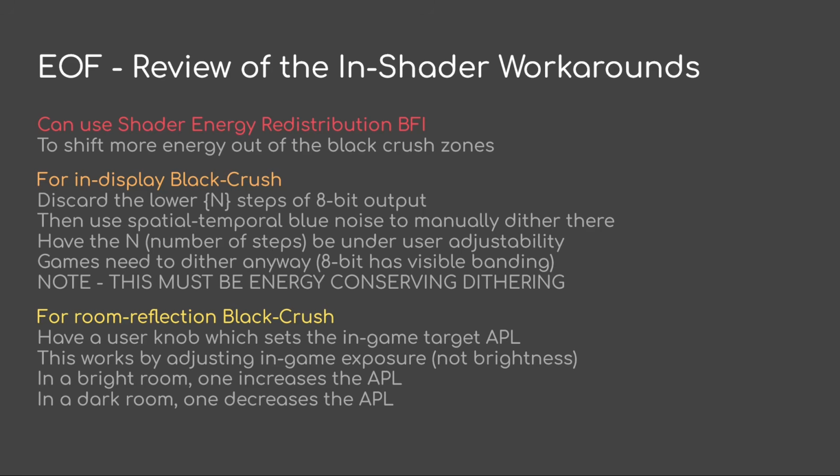For the room reflection aspects of black crush, we can have a user knob which sets the in-game target average picture level. This works by adjusting in-game exposure and not brightness, and it does this before tone mapping. In a bright room, one increases the APL, and in a dark room, one can decrease the APL. These provide very simple solutions to the problems that we're seeing on WOLED panels with the best of our ability, meaning these aren't perfect, but in an imperfect world, we'll take the best we can get.